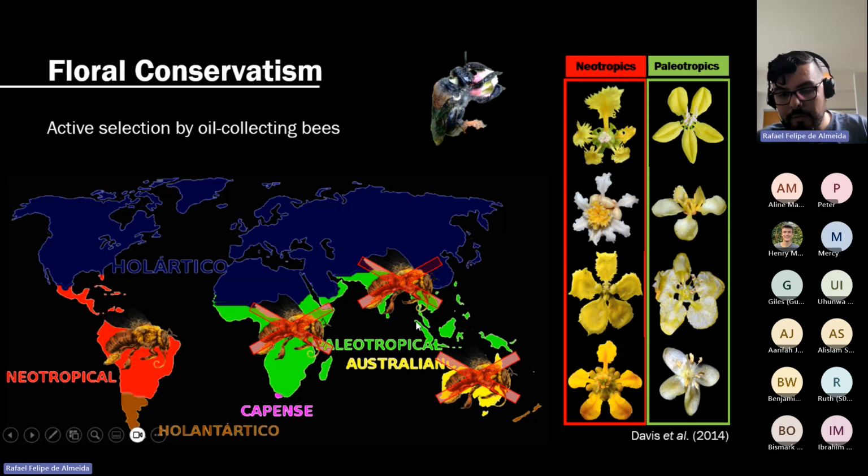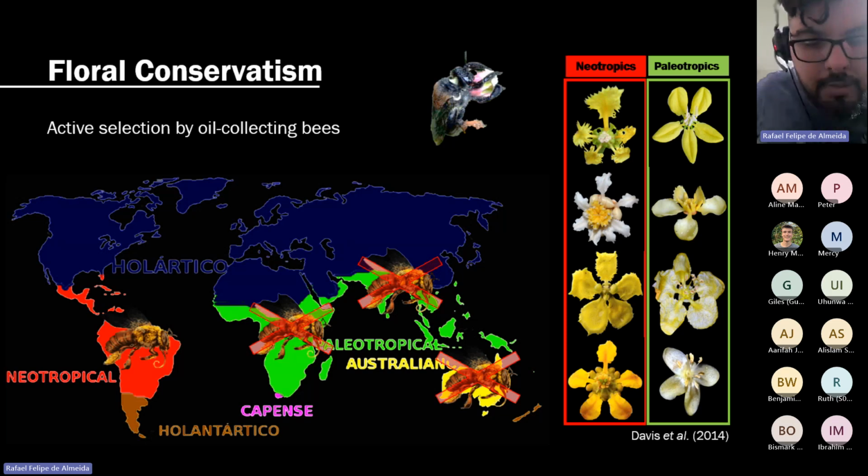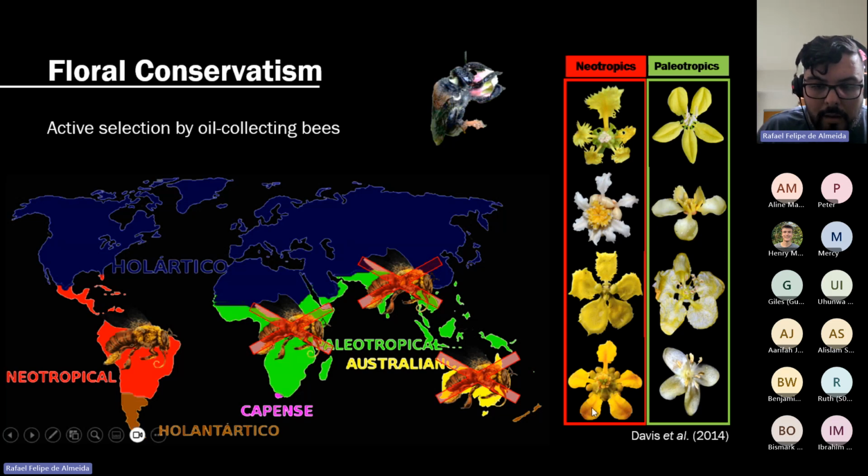And in the paleotropic region of the world, we don't have those lineages of oil collecting bees. We do have some lineages of oil collecting bees, but from different genera and different groups that do not have any kind of correlation or mutualisms with Malpighiaceae species. So that's why early in the taxonomic literature, people started thinking that that would be the probable explanation why paleotropical Malpighiaceae do not show conspicuous flower morphology like the other ones from the neotropics.